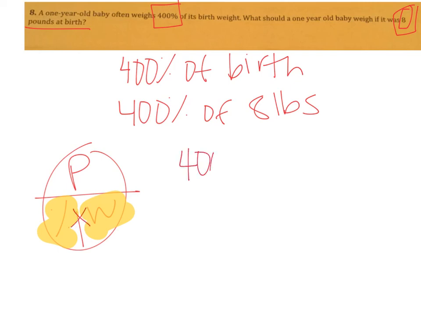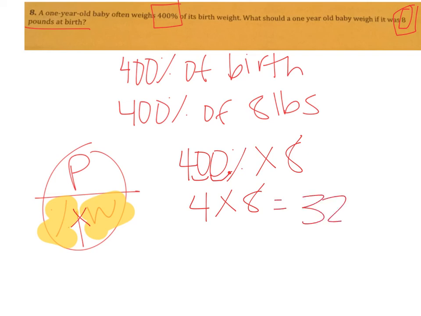So 400% times 8. We have to first change the percent to a decimal. So add a decimal at the end since there is not one. Move it 2 times to the left. And we have 4 times 8. And 4 times 8 is 32, so 32 pounds.